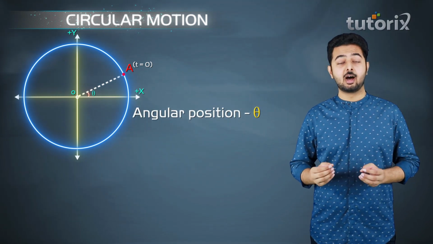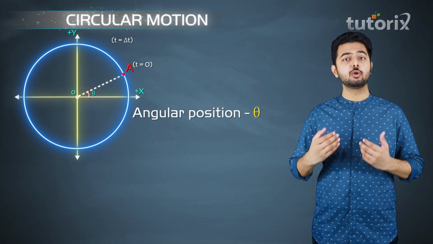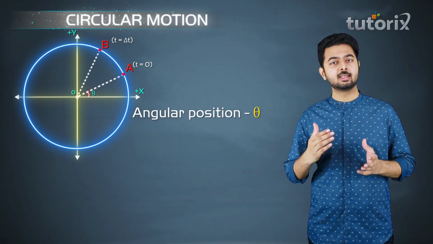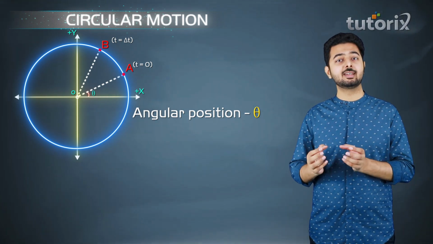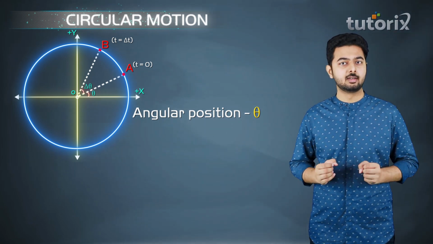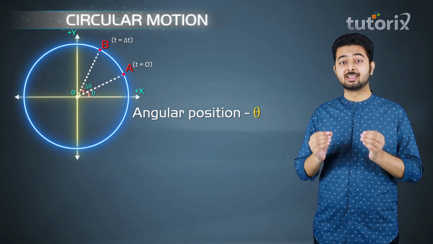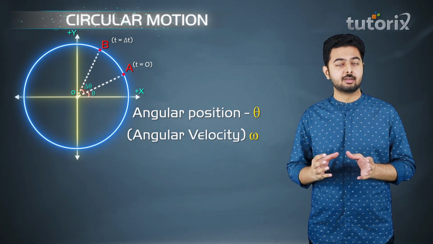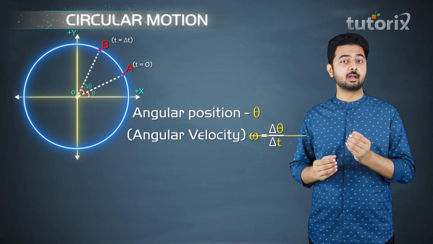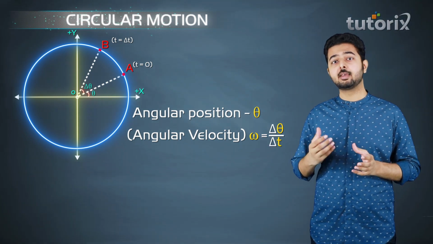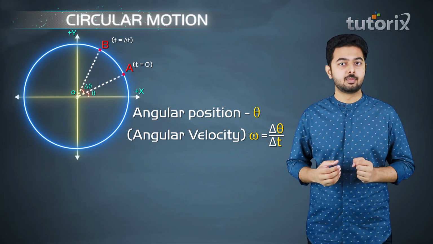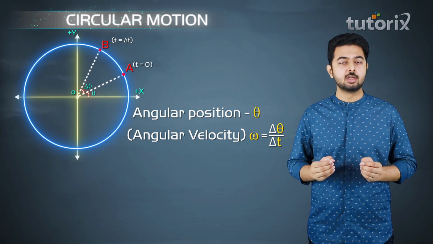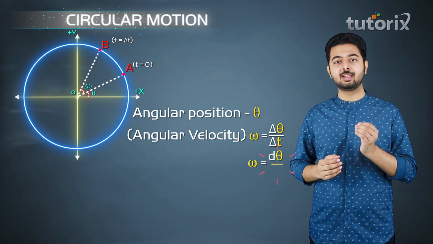Let us say that after some time interval delta t, the new position of the particle is at the point B as shown here. In this time interval, the particle moved a certain angular distance equal to delta theta. So the new position of the particle is theta plus delta theta. We define angular velocity, which is equal to delta theta upon delta t. This formula will give you the average value of angular velocity. If you have to find out the instantaneous value, then we will have to use the differential form. So we can write omega is equal to d theta upon dt.